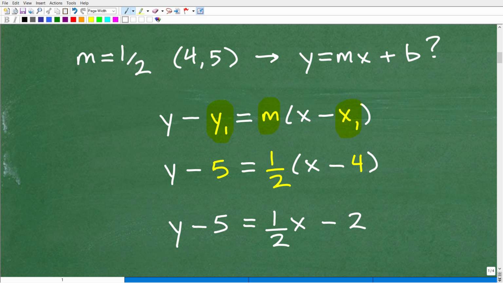So let's take a look at what we have. Here we have m, so m is equal to 1/2. It's pretty obvious that for this m, we're going to plug in 1/2. And now we have a 4 and a 5. This 4, 5, remember, is an xy point.